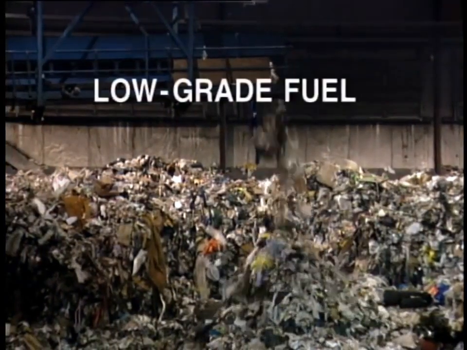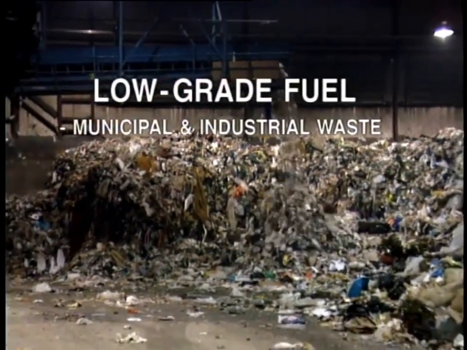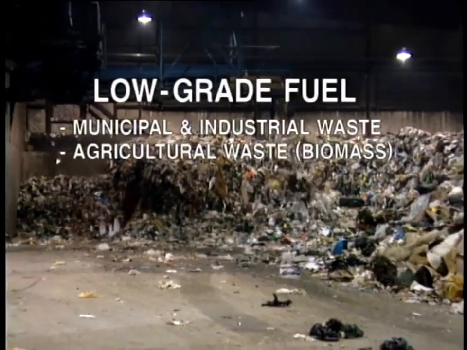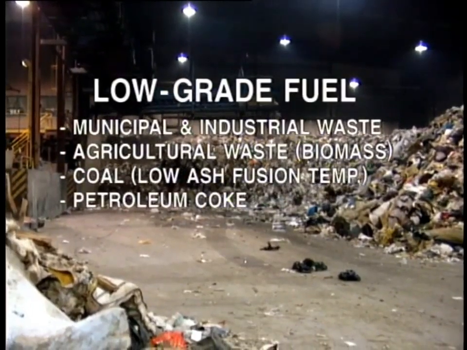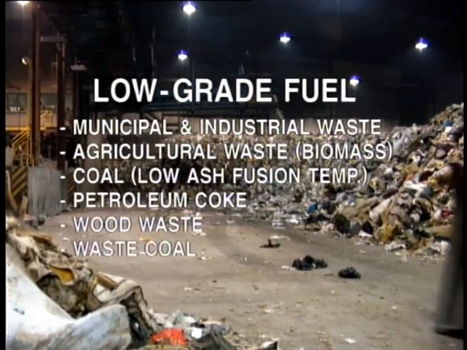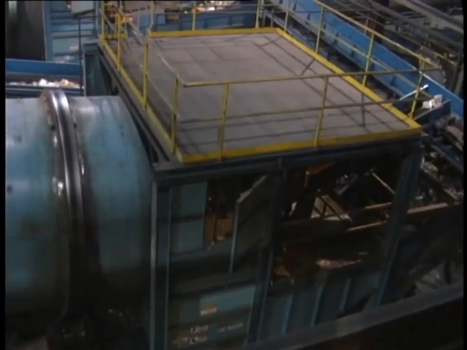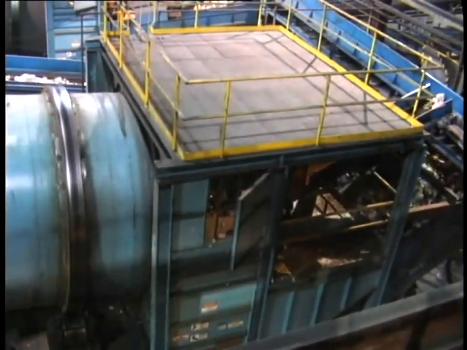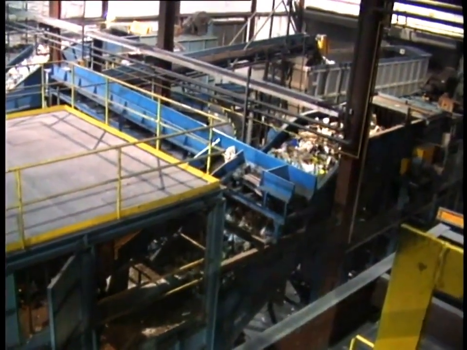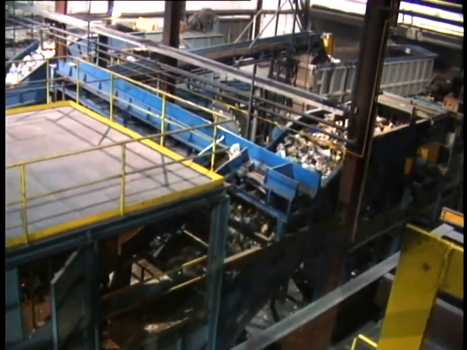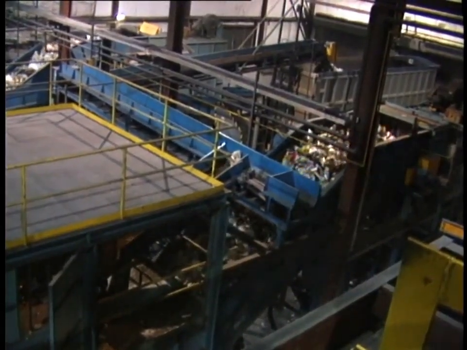The term low-grade fuel is used to describe such items as municipal and industrial waste, agricultural waste known as biomass, coal with low ash fusion temperature, petroleum coke, wood waste, waste from coal treatment facilities, peat. Ideally, waste or refuse should be sorted before it is fed into the boiler for combustion. That is, the non-combustible materials, such as glass and metals, should be removed so that combustible material only, such as paper, wood, cloth, etc., is supplied to the boiler.